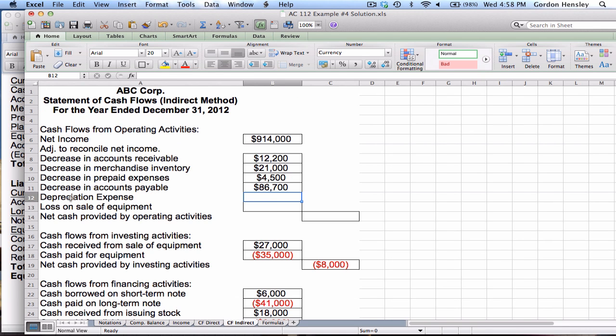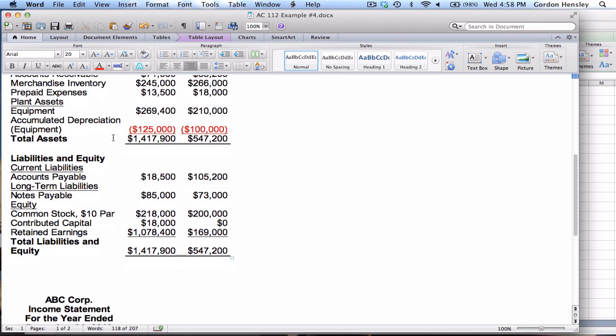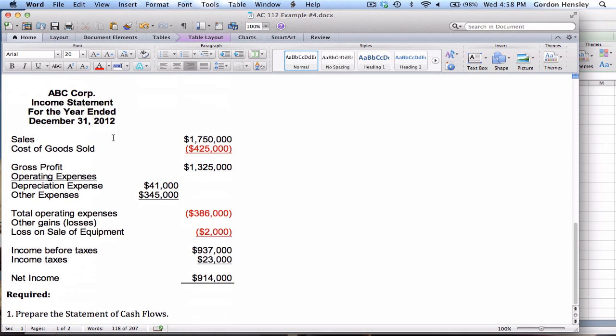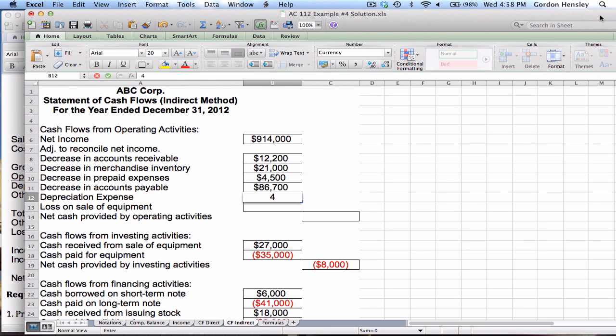Then it says depreciation expense. Now I've never used that, but I can find that easily. That's on my income statement. If I go down here on my income statement, right there is depreciation expense, 41,000.